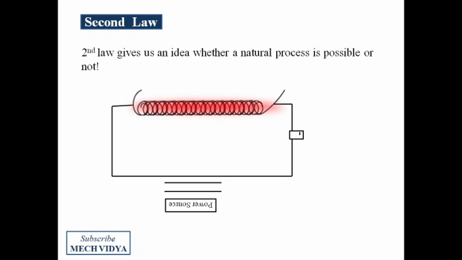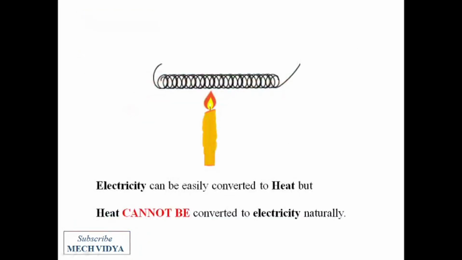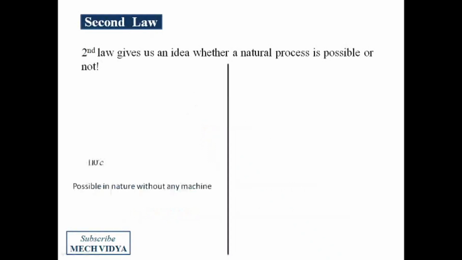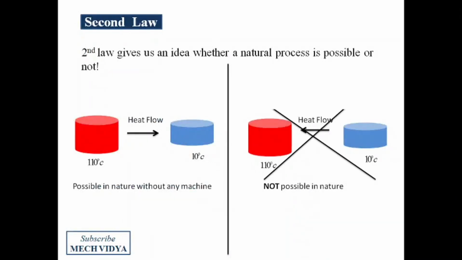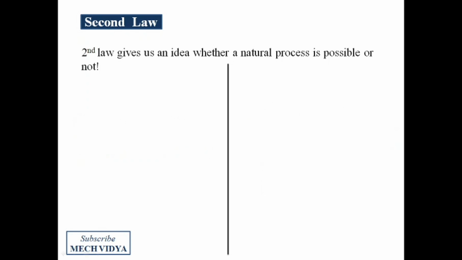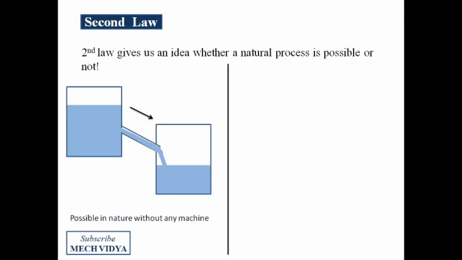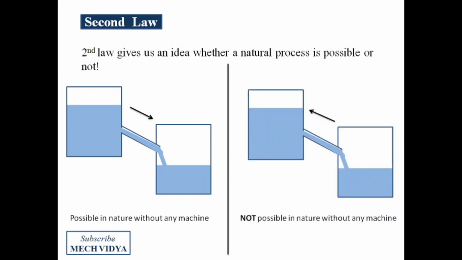But is the reverse case possible in nature? That is, if I heat the wire, will I get electricity? Definitely no. Similarly, heat will flow from a hot body to a cold body naturally, but the reverse case is impossible. One more example: water will always flow from the overhead tank to the second tank that is kept below. It is quite natural. But the reverse flow from the lower tank to the overhead tank is not possible naturally. We need some kind of machine to do this.